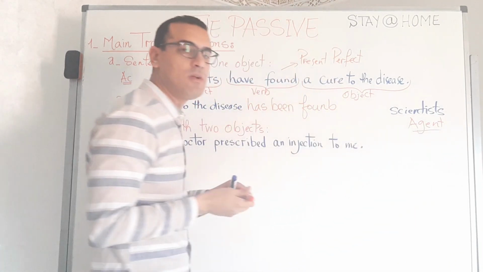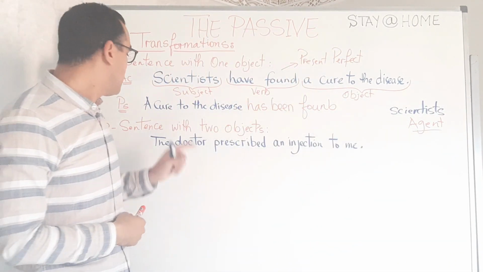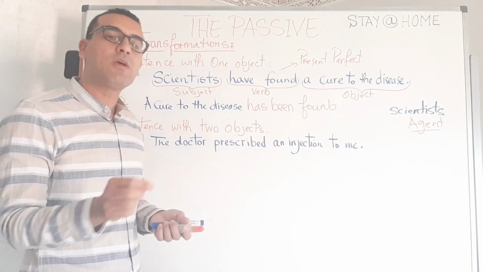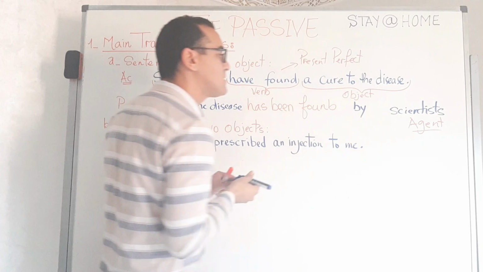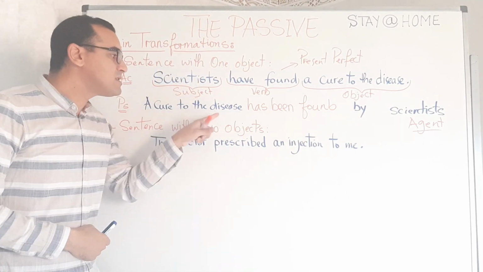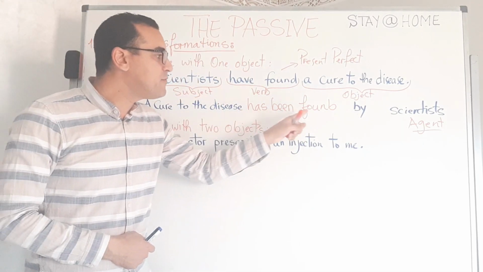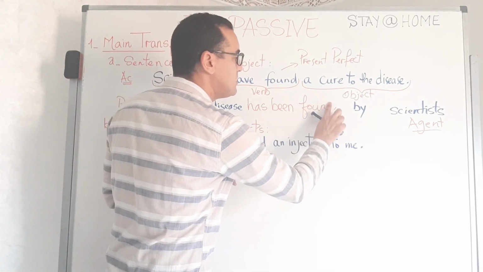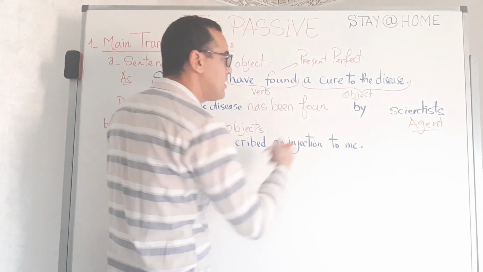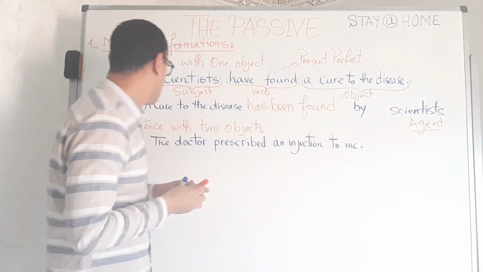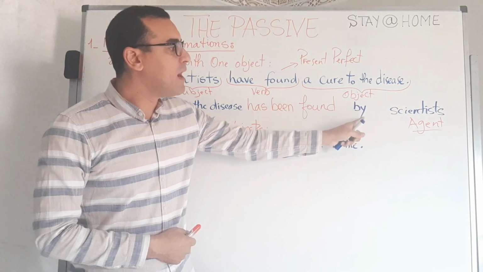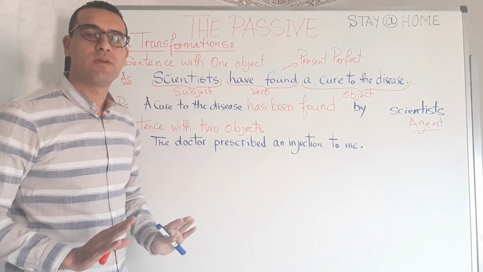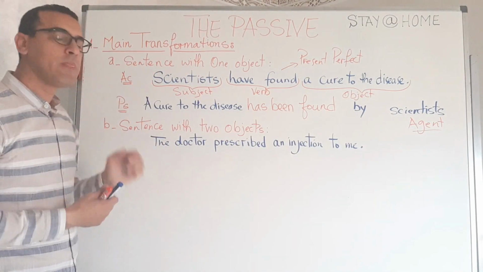If we have, as I told you, the agent or the doer of the action, the person who is responsible for the action, in the passive transformation we need to insert the by phrase. By scientists. A cure to the disease has been found by scientists. So we have actually made the passive transformation successfully.